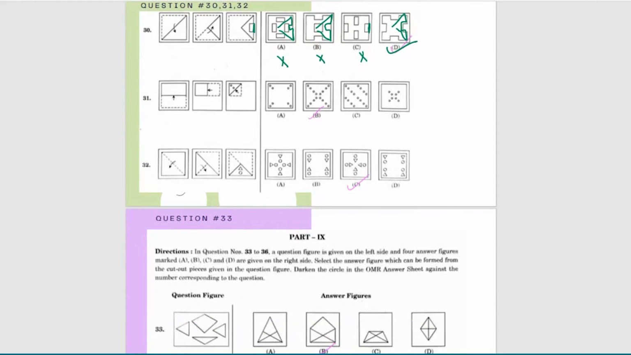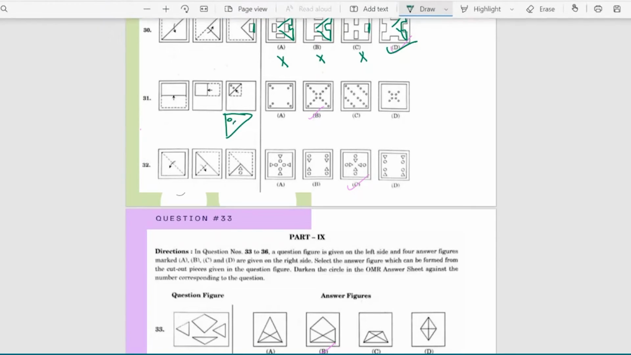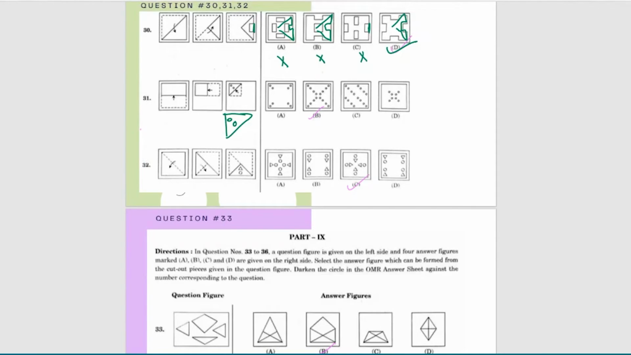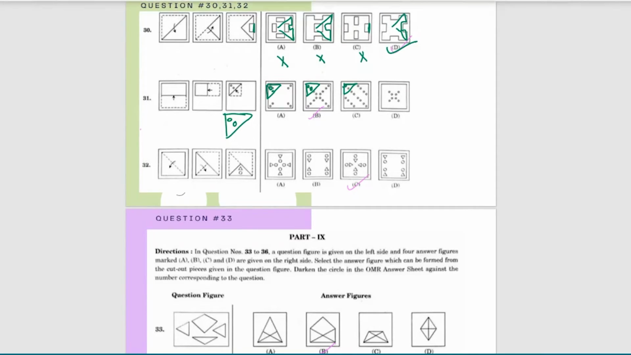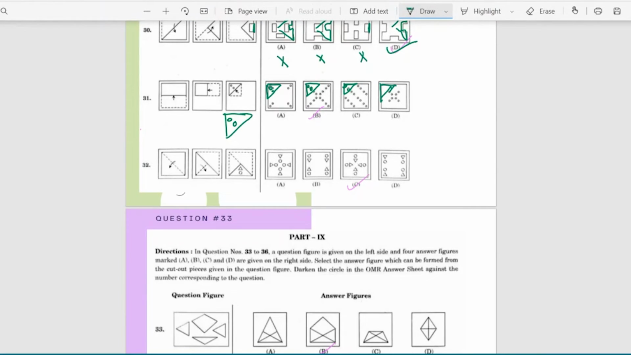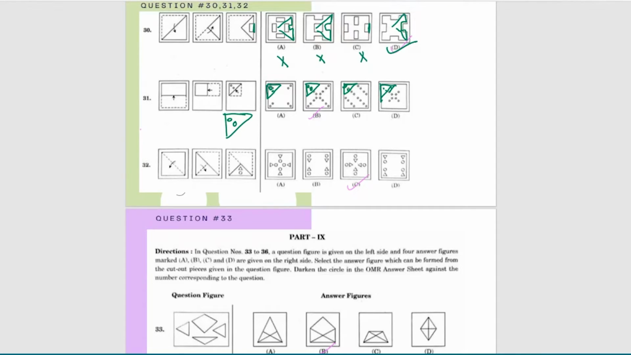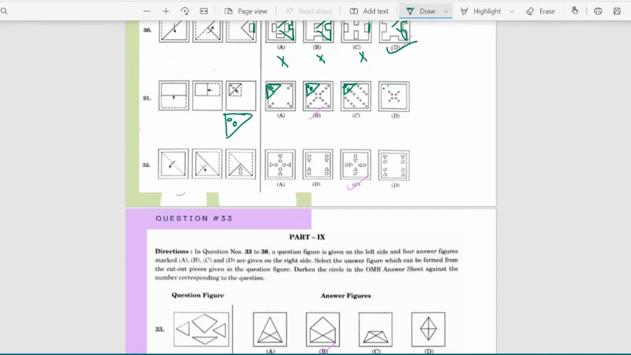Now let's look over here. Here the last fold looks like this. So we have to check if all of these have the last fold in the same place. So over here also it has the last fold like this. Over here also the last fold is like this. Over here also it's like this. But over here it is not like this. Over here there are not 2 dots. So that's why option D is not correct.